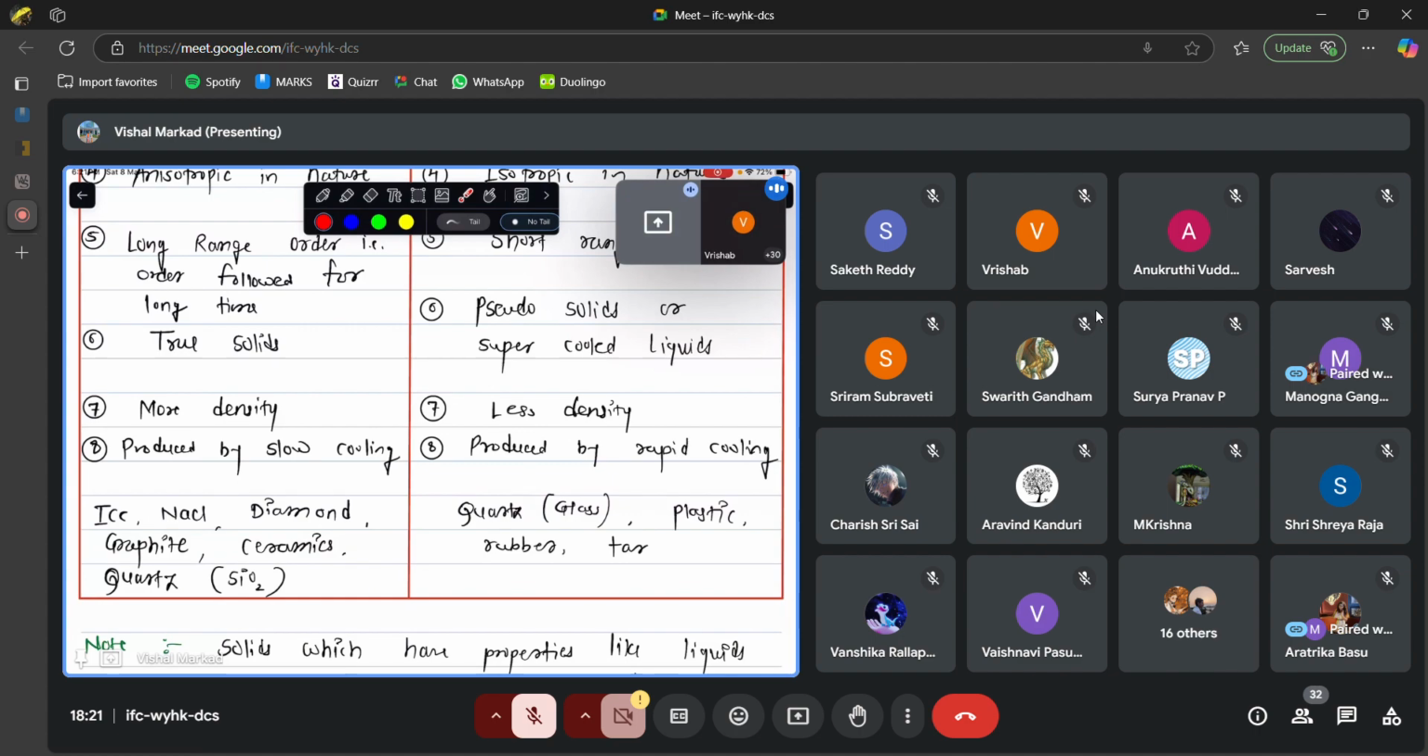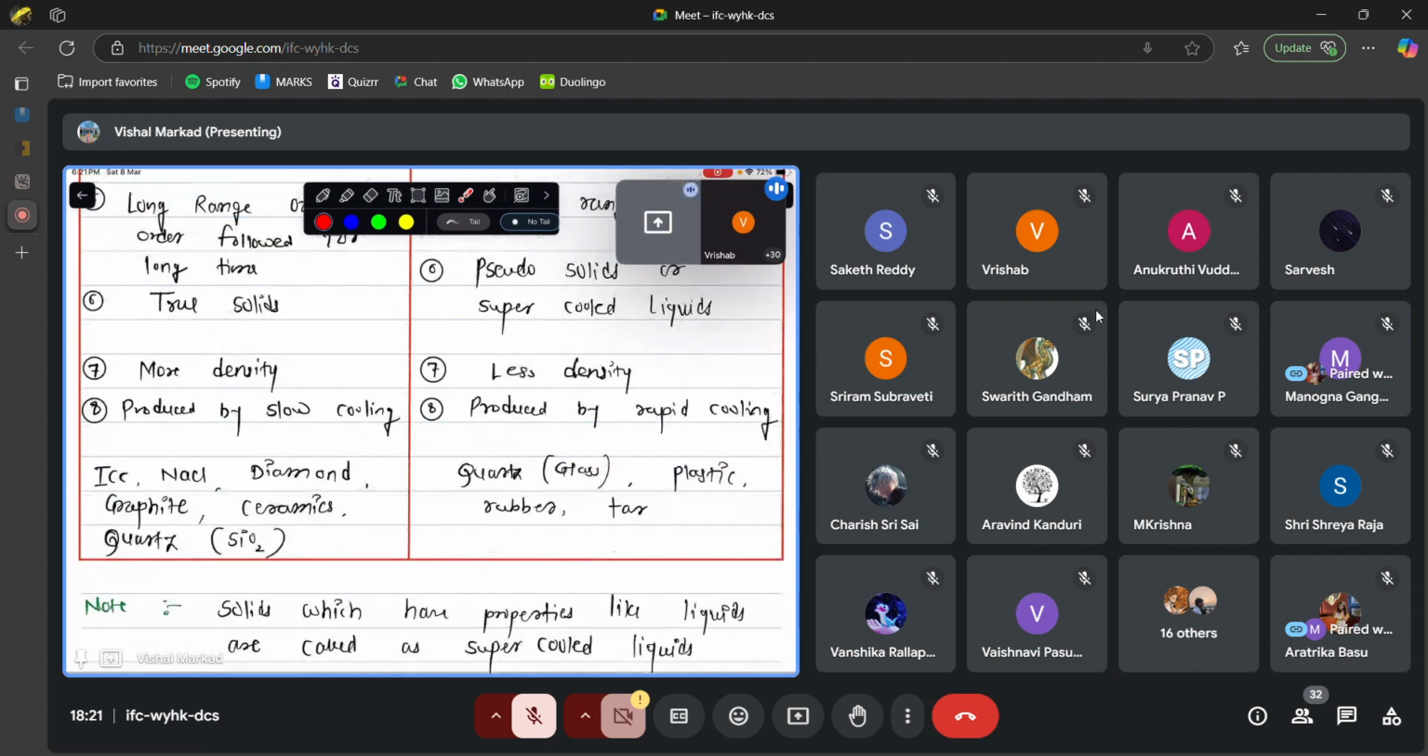Now next one, crystalline solids have more density compared to the amorphous, while the amorphous will have less. Now crystalline solids are produced by slow cooling, while the amorphous are produced by rapid cooling. Means supercooled liquid, right? We just cool them to have a solid format. And for examples, you can take ice, NaCl, diamond. These are examples of crystalline solids. While quartz, plastic, rubber, tire, these are examples of amorphous solids.